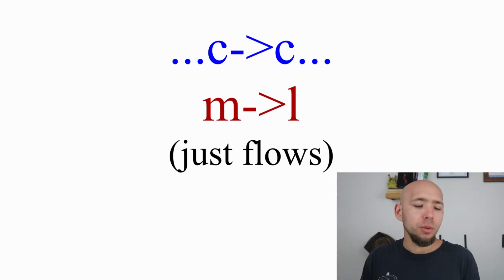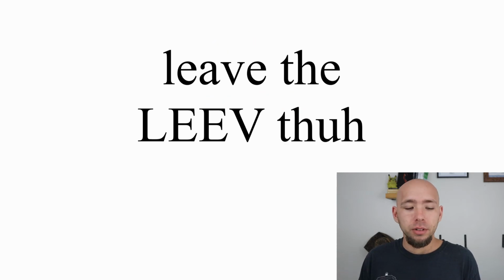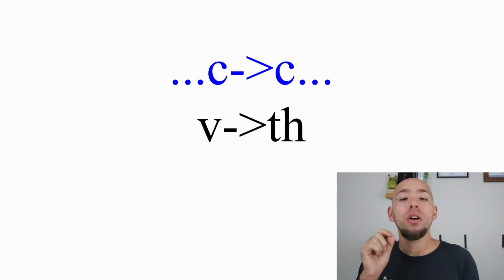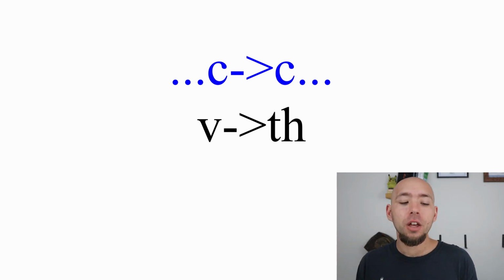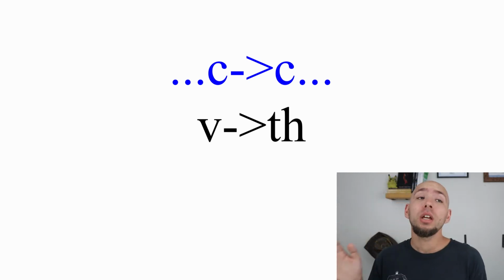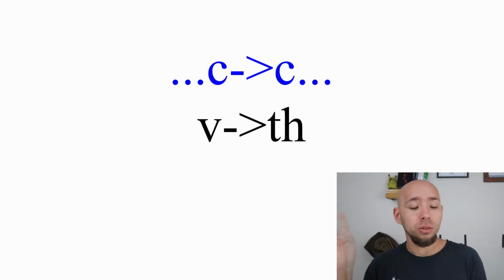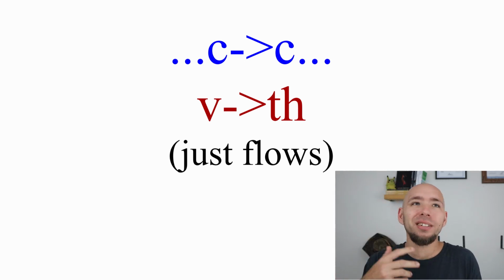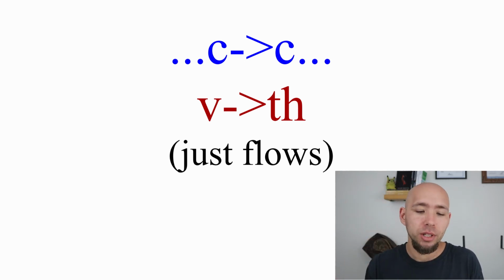So they flow pretty well. Leave the. Okay, again, silent E at the end of "leave." So we go V, the V sound, to the TH sound. Some of you might not be able to hear the difference between those two sounds, and that's okay. We're going to learn more about those later in the consonants. So they flow pretty well, but there's no connection. We clearly hear both sounds. They almost kind of clash and hit each other.